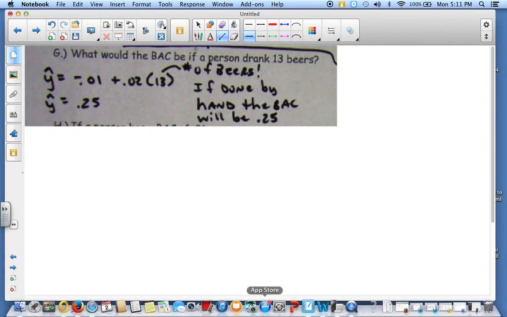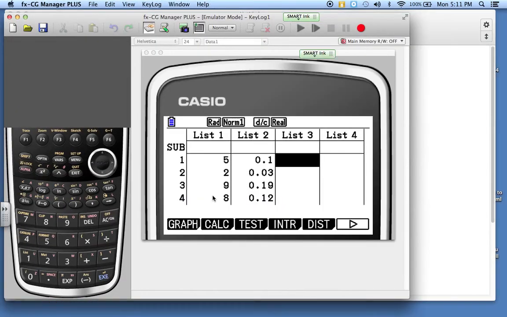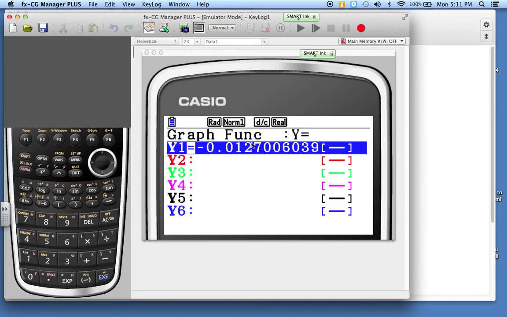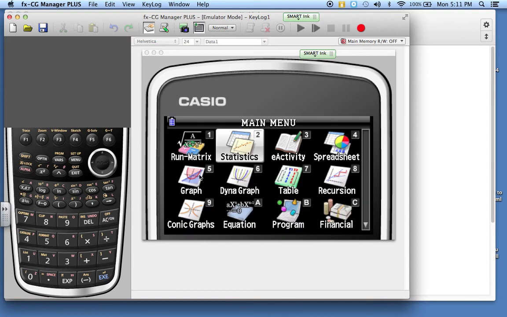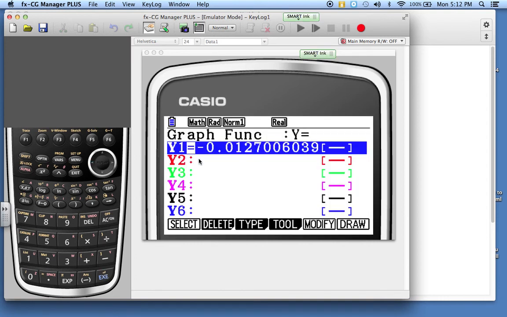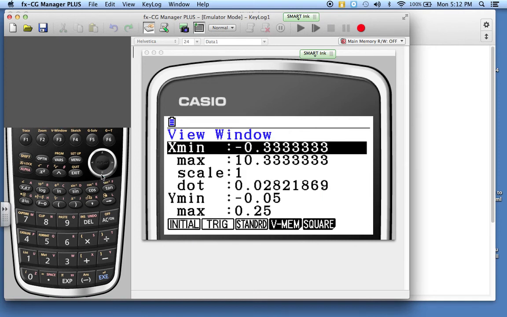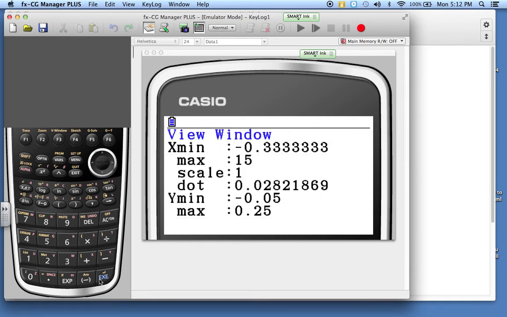Now, if I were to use the calculator, all right, I'm going to hit calc. I'm going to hit regression, x, a plus bx, copy. All right, so there's my equation of the line. I'm going to go to menu. I'm going to go to number 5. There's my equation. I've selected already. I'm going to hit draw. All right, notice it only goes from 0 to 10. I'm going to increase my window to 15, so my x value is 15.